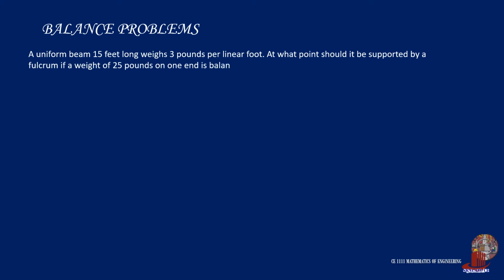Let's work on the second example. A uniform beam 15 feet long weighs 3 pounds per linear foot. At what point should it be supported by a fulcrum if a weight of 25 pounds on one end is balanced by a weight of 65 pounds on the other end?